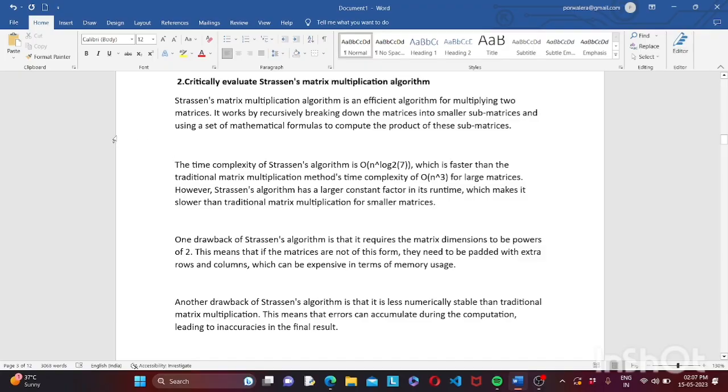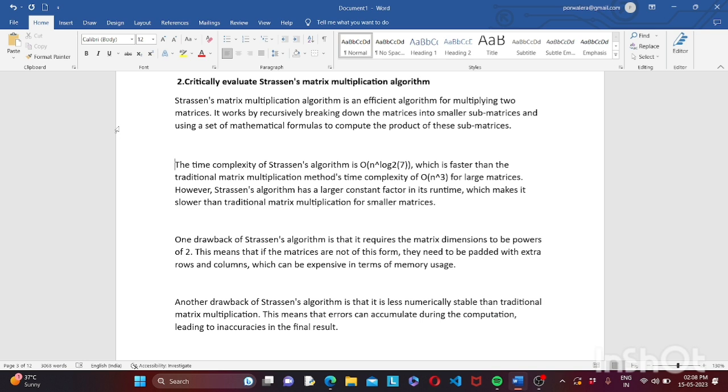And Strassen's matrix multiplication algorithm. Strassen's matrix multiplication algorithm is an efficient algorithm for multiplying two matrices, and it works by recursively breaking down the matrices into smaller sub-matrices and using a set of mathematical formulas to compute the product of these sub-matrices. यानी स्ट्रैसन्स मैट्रिक्स मल्टीप्लिकेशन में भी हम एक बड़े मैट्रिक्स को 4 या जितने भी इक्वल पार्ट्स में डिवाइड कर सकते हैं, we use certain mathematical formulations and then we solve those matrices sub partitions and we combine it as one at the end.